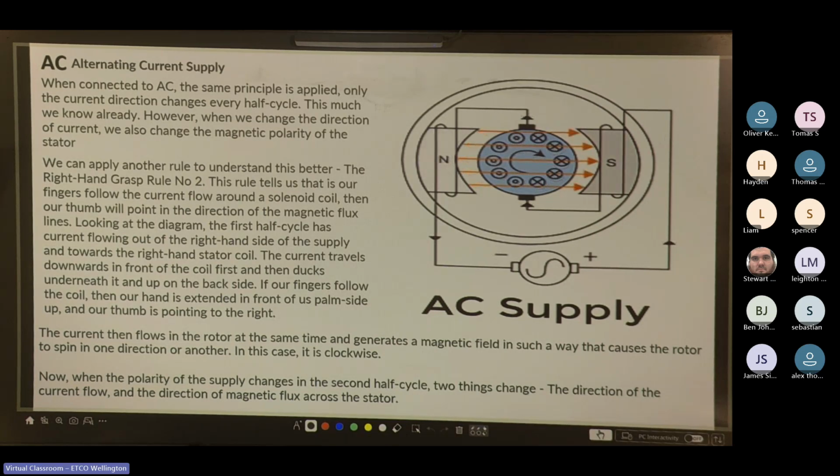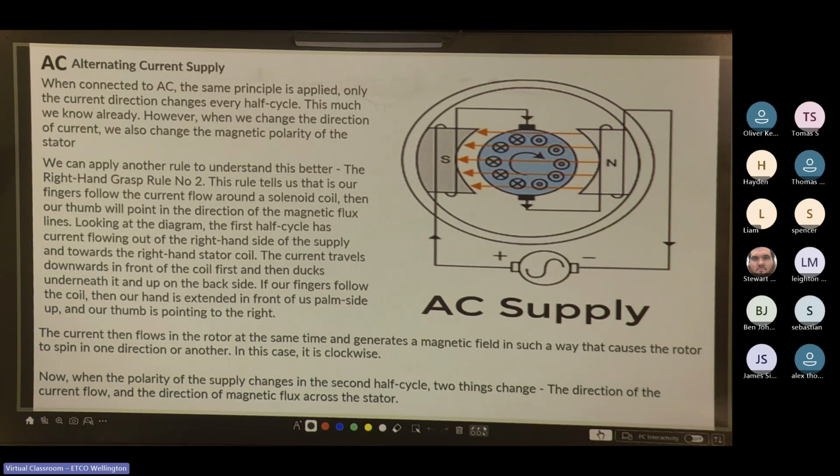This rule tells that if our fingers follow the current flow around a solenoid coil, then our thumb will point in the direction of the magnetic flux lines. Looking at the diagram, the first half of the cycle has current flowing out of the right-hand side of the supply and towards the right-hand stator coil. The current travels downwards in front of the coil first, and then ducks underneath it and back up on the back side. If our fingers follow the coil, then our hand is extended in front of us, palm side up, and our thumb is pointing to the right.